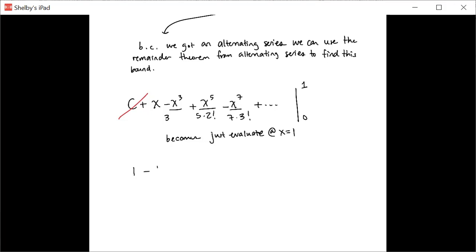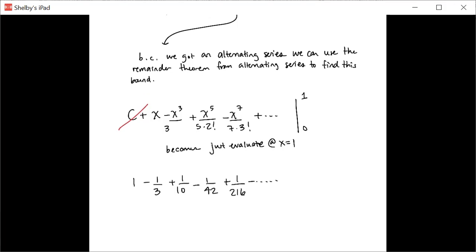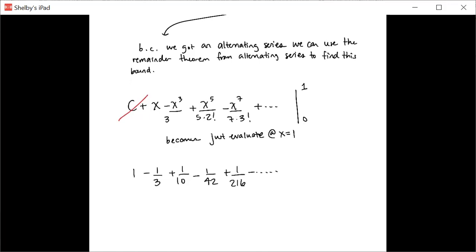Okay, so I get 1 minus 1/3 plus 1/10 minus 1 over 42 plus 1 over 216. And then let's actually check out what is our decimal for 1 over 216, because I think we're getting small enough to where we might be less than 100th. So the first term that looks like when I leave it off it'll be less than 100th is this one. 1 over 216 is 0.0046296. So 0.004, that means we're less than 0.01.